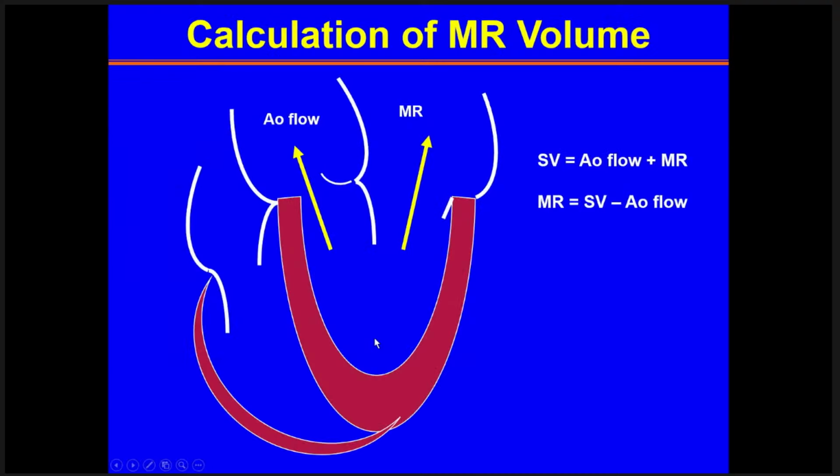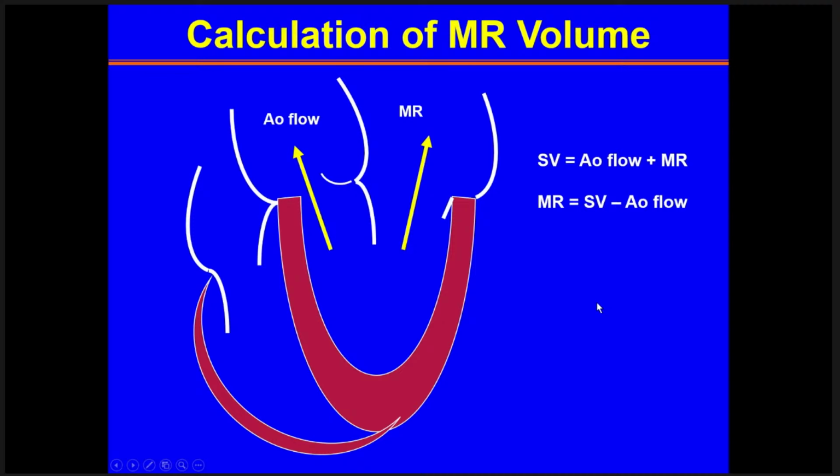This cartoon illustrates how you can look at determining the mitral regurgitant volume. If you know the difference between the left ventricular end diastolic volume and end systolic volume, this is the stroke volume. That stroke volume is really going in two directions, through the aortic valve into the root of the aorta and through the mitral valve into the left atrium. And so the mitral regurgitant volume is the difference between the stroke volume and the aortic flow.